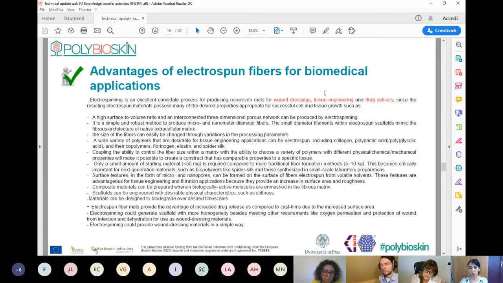And in the case of tissue engineering, we can say that since the fibers are very thin, this kind of scaffold can mimic the fibrous architecture of the native extracellular matrix, and also for other applications like drug delivery, this high surface to volume ratio would be an advantage for drug delivery applications.